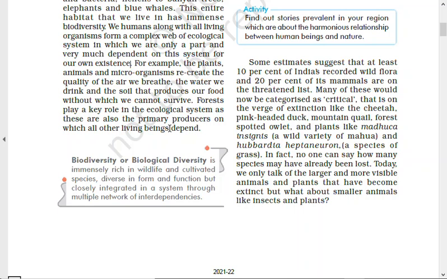Now the second point says, biological diversity is immensely rich in wildlife and cultivated species, diverse in form and function, but closely integrated in a system through a multiple network of interdependencies. So here you can try to understand the food chain system. In the food chain system, the primary producers are there, then predators, the prey, and all these things. They are diverse in form and function, because every organism has its own function, and every organism has its own role to play in the system. It's quite complicated to understand, but you have to understand that we all depend on each other. So that is called interdependence of human beings and other organisms with us.